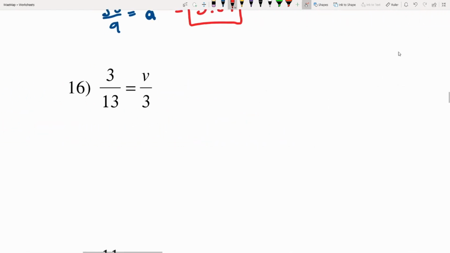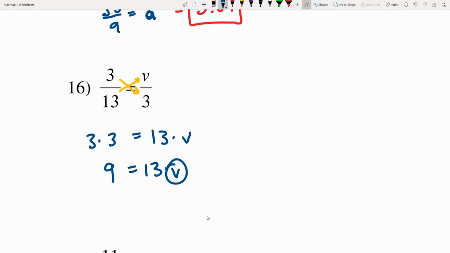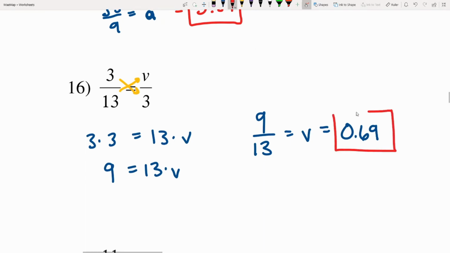In number 16, going from 13 to 3, there's not a nice whole number, so let's just go ahead and do that cross multiplication. So I have 3 times 3, that's going to be equal to 13 times v. 3 times 3 is 9, and if that equals 13 times v, well, in order to figure out what v is, all I'm going to do is divide 9 by 13. So 9 over 13 equals v, which is 0.692, which rounds to 0.69 or 69 hundredths.